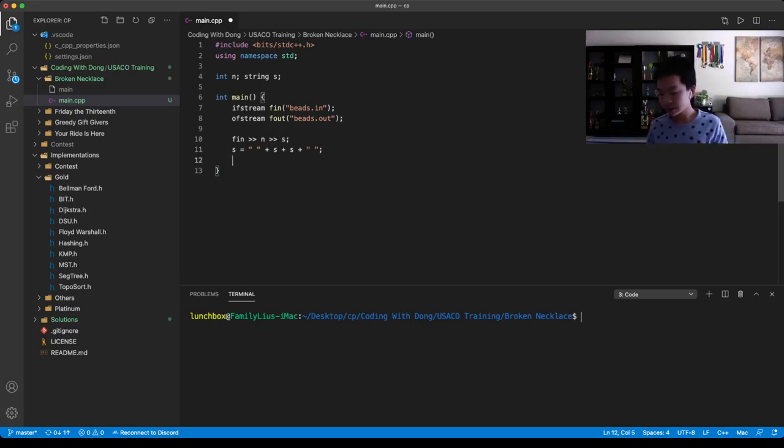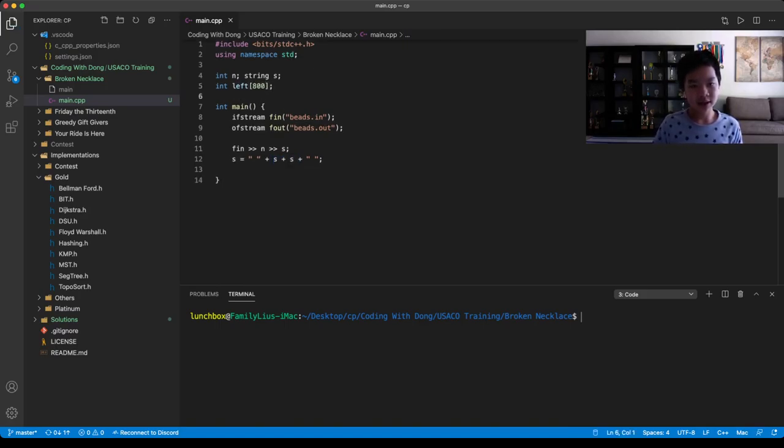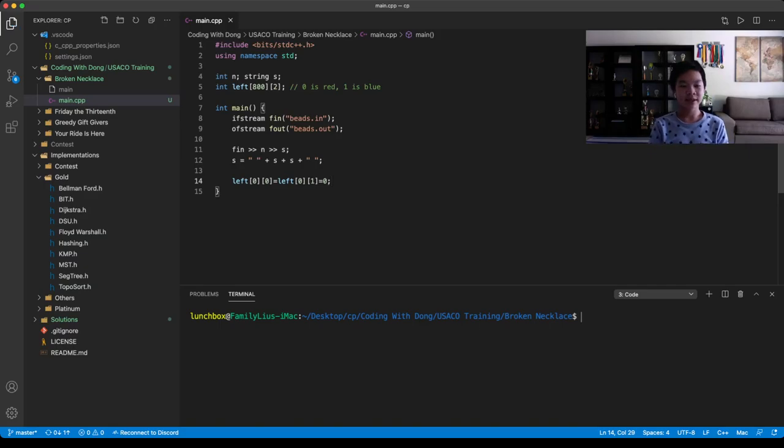All right, so now we're gonna calculate our left DP. So let's call this int left, and our maximum n is 350. So we would just multiply it by 2 because we're duplicating it here. So then let's just put it as 800 to be safe. So your left, and then let's have two of those because let's just say 0 is red and 1 is blue. Okay, so in the beginning before anything, everything would be 0. So left of 0 of 0 would be equal to left of 0 of 1 to be equal to 0. So basically this is just setting the beginning of red and blue to 0.